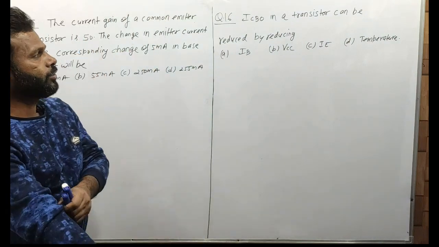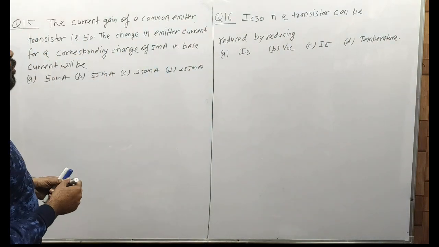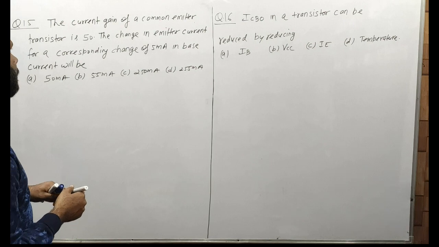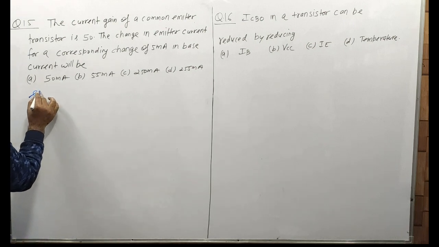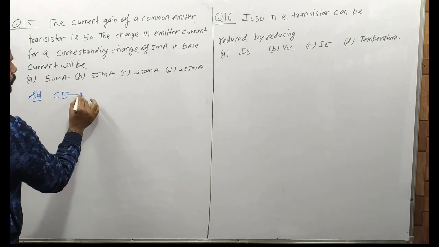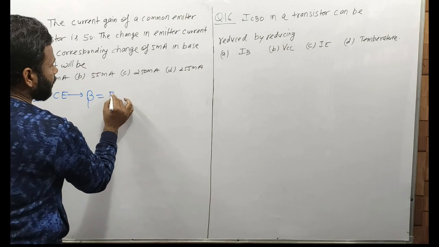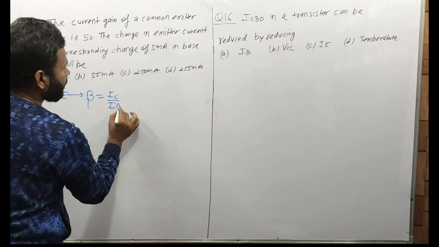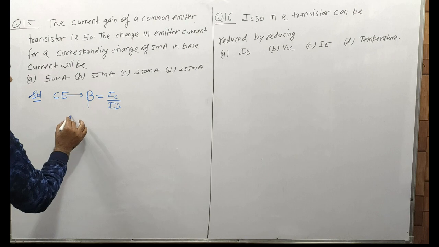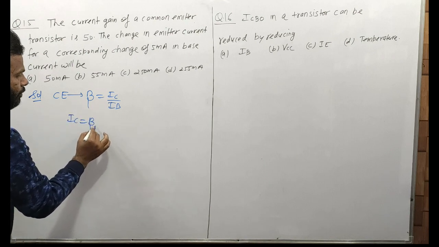Now 15 और 16 क्वेश्चन देखते हैं. The current gain of a common emitter transistor is 50. सो कॉमन इमीटर का अगर हम बात करें तो जो करंट गेन होता है, that is beta, that is equal to IC upon IB. क्लियर है? सो IC इक्वल्स टू बीटा टाइम्स ऑफ IB.